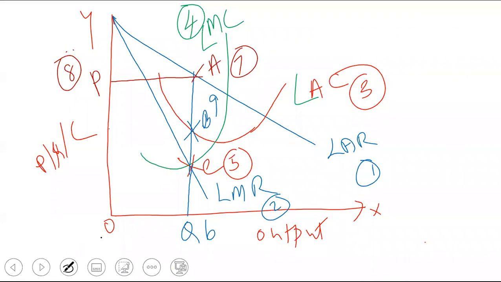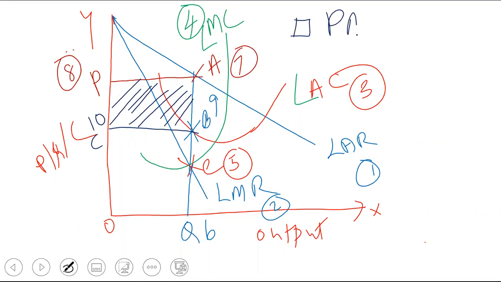Join it to the y-axis, C10. There are 10 points. Shade it slightly, very, very lightly. Write the name of the rectangle, PABC. That is showing supernormal profit. PABC is showing supernormal profit.